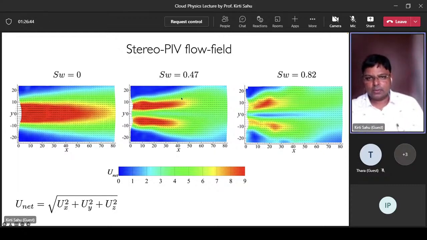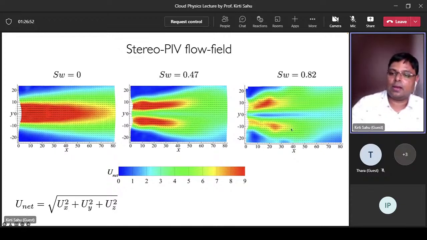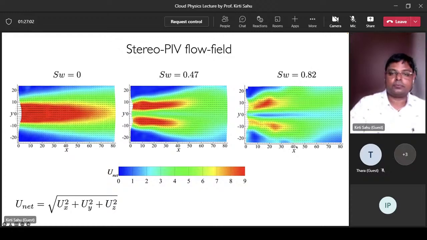As we increase the swirl strength, you can see that a lot of mixing occurs and the flow becomes more or less uniform. And that's the reason it undergoes the full breakup phenomena when we have high swirl numbers.